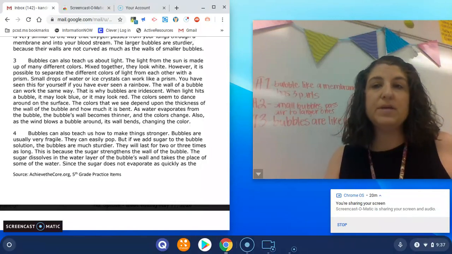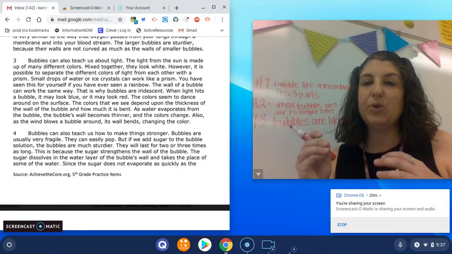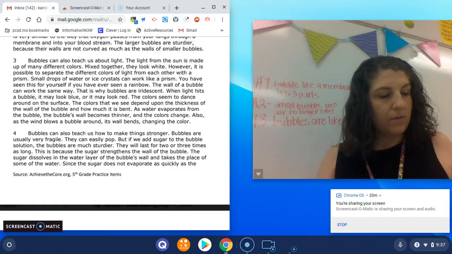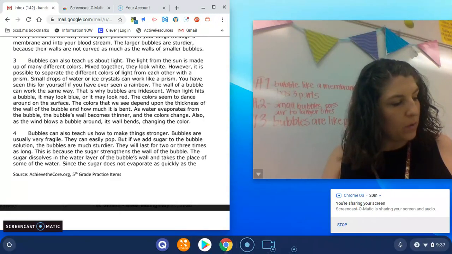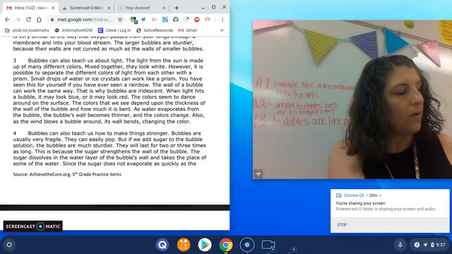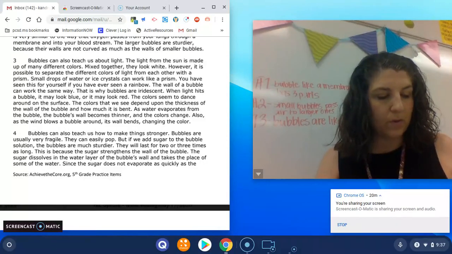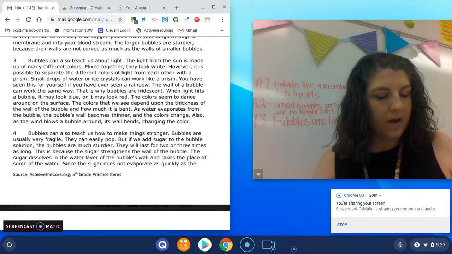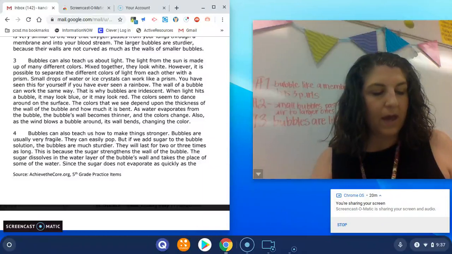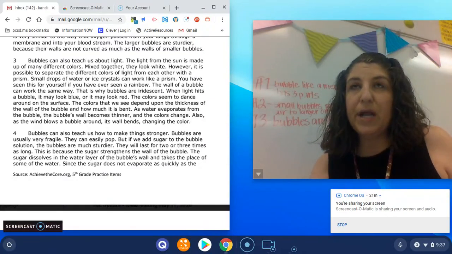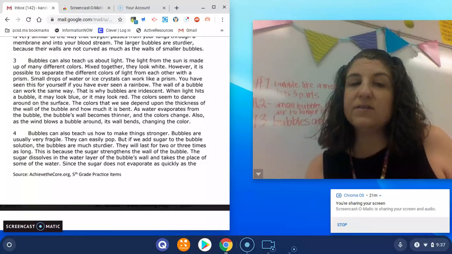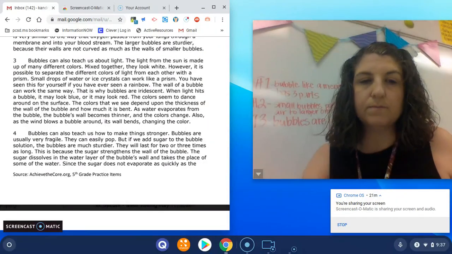Okay, so in paragraph 2, it mentions that smaller bubbles can pass air to larger bubbles. Okay, so look at number 2. It says, according to the article, which of the following bubbles would last the longest? A small bubble before the air inside passes to a larger bubble, a small bubble with thin, tightly curved walls, a large bubble made with soap or detergent and sugar, a large bubble with walls that bend in the wind and change colors. Okay, so even if we don't fully know our answer, we know that it's not a small bubble because the air passes from small bubbles to larger bubbles.